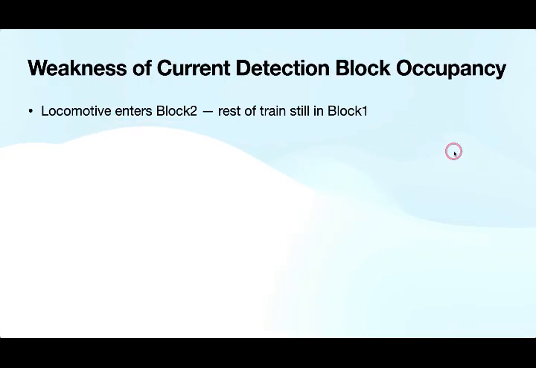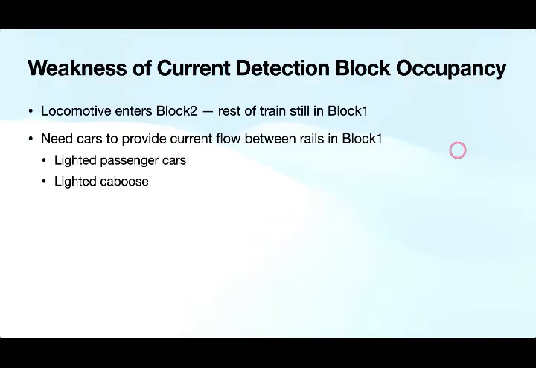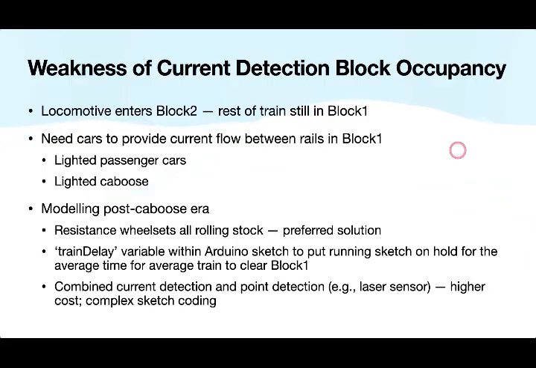Well, the weakness of the current detection block occupancy is that as the locomotive enters block 2, the rest of the train is still going to be in block 1. It'd be nice to have cars with low current flow between the rails in block 1, such as a lighted passenger car or a lighted caboose. A little complication if we're modeling the post-caboose era, so we need to put resistance wheel sets in all the rolling stock. That's the preferred solution. Here, you never really know which car is going to be at the very end, so you have to do every single one.